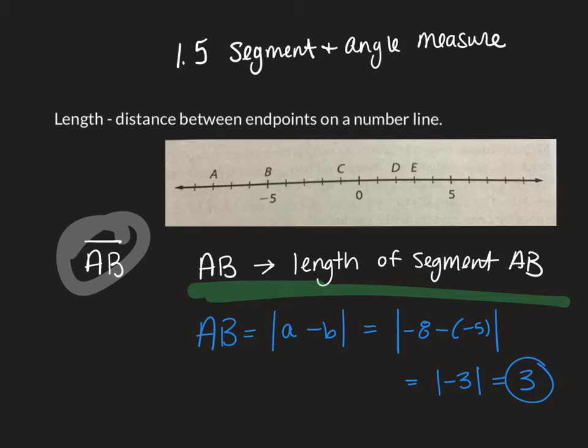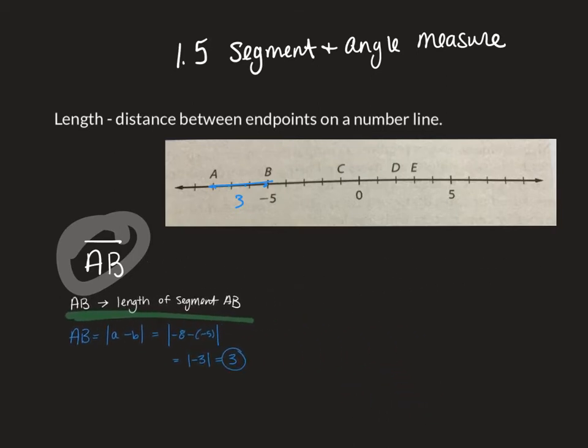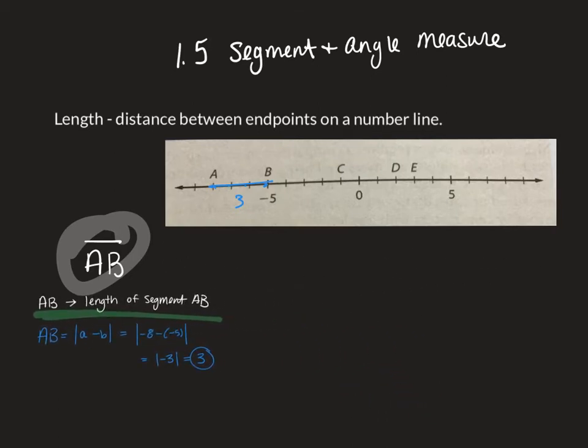Or you can start at A, go 1, 2, 3. And so that's your length. So you can do it mathematically, or you can look at your number line and count. Looking at this particular picture, I'm going to shrink that, move it. Let's do some examples together of this.